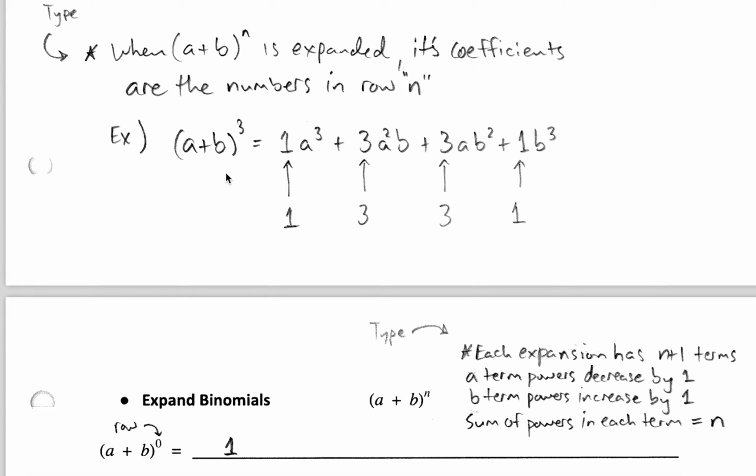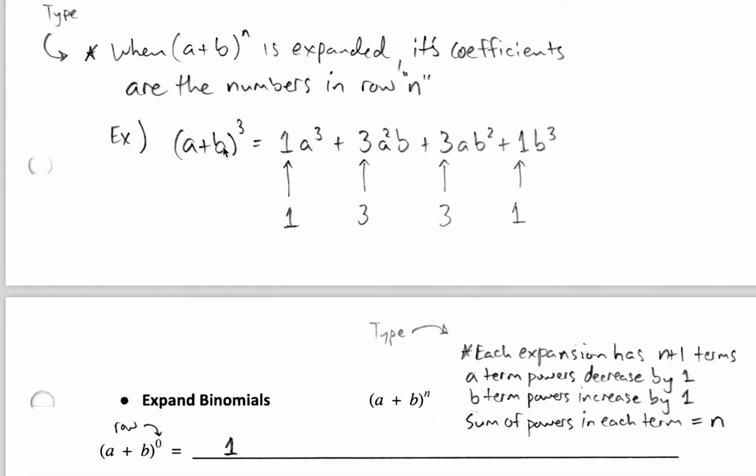Another pattern involves the first term, the a term, as you might call it. It starts with an exponent given to us, that n value, and then it decreases in each following term. So a cubed, a squared, a to the first. Here would be a to the 0, and anything to the 0 power is 1. And if we're multiplying by 1, well then that's just the identity. We don't need it, so we don't include it.